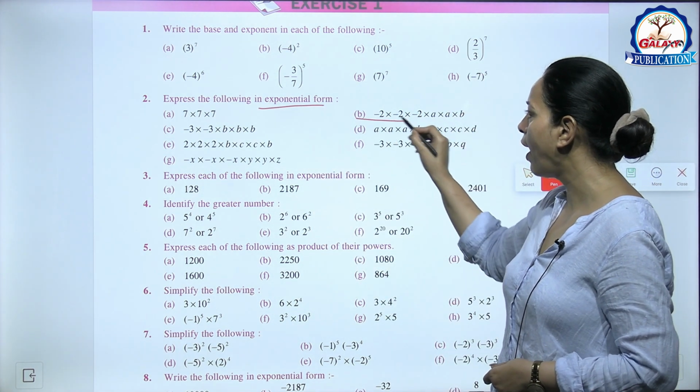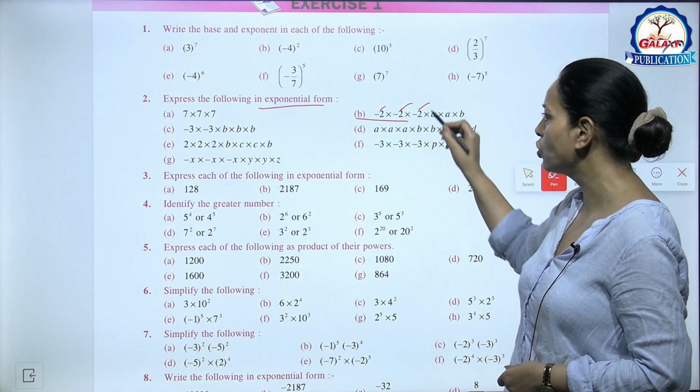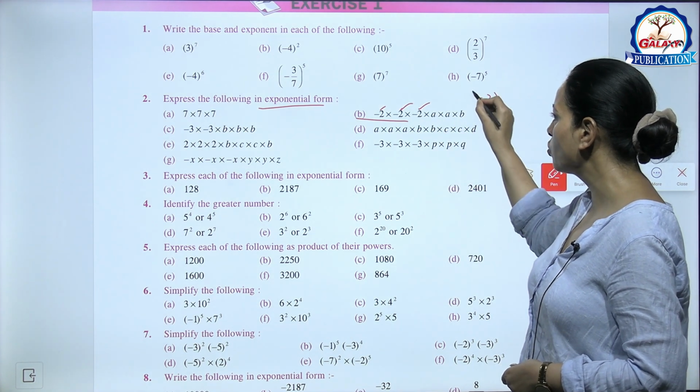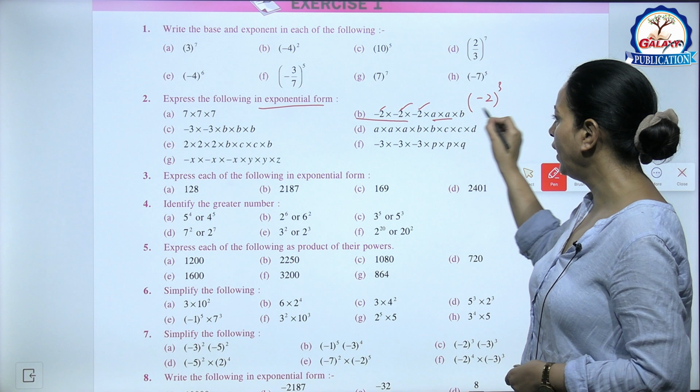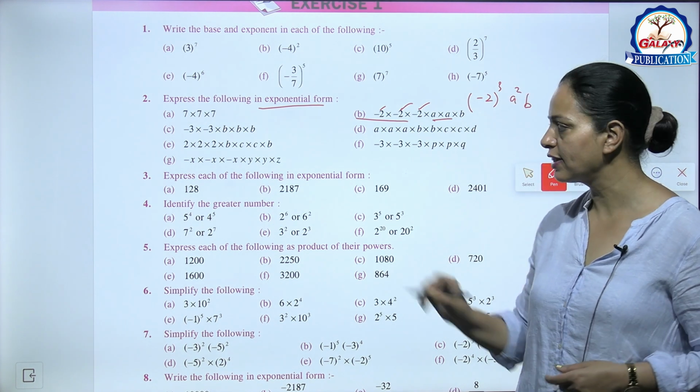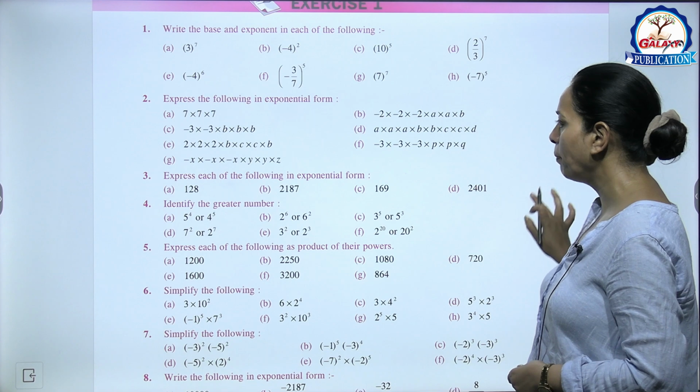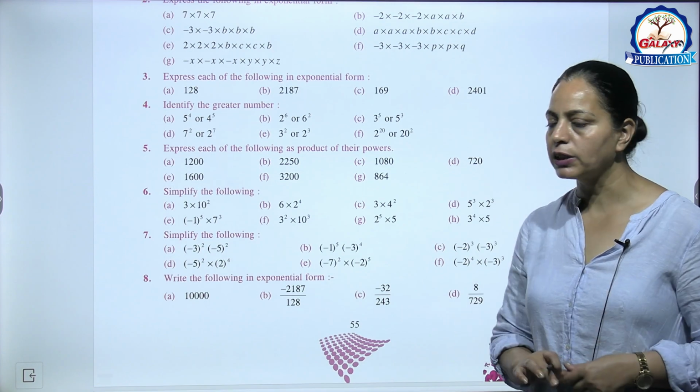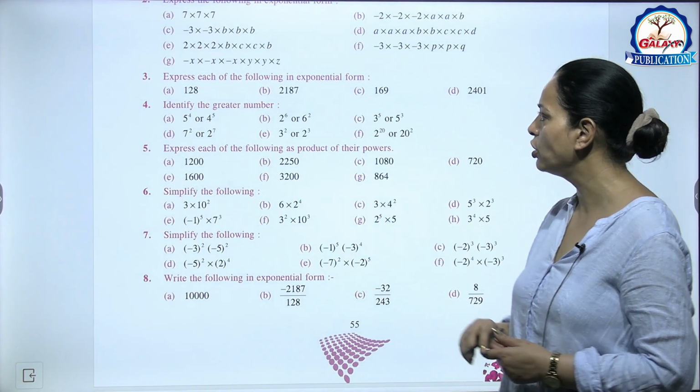Like here b part, minus 2 into minus 2 into minus 2. So minus 2 raised to the power 3. A into a, 2 times, a square, and b as it is. Similarly, you can try remaining parts. Now third question, express each of the following in exponential form.